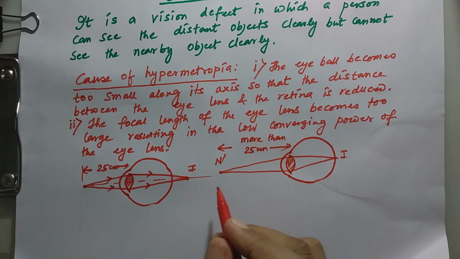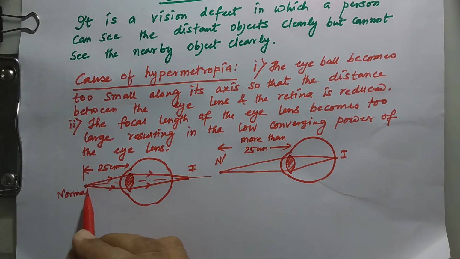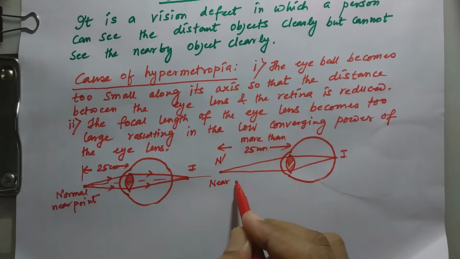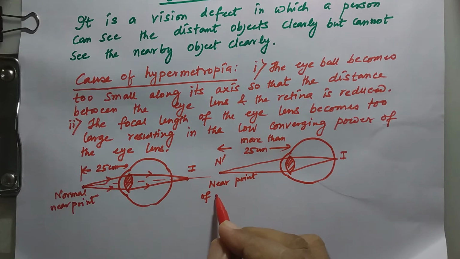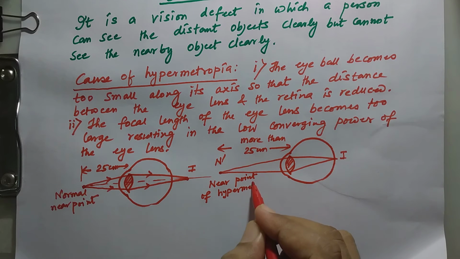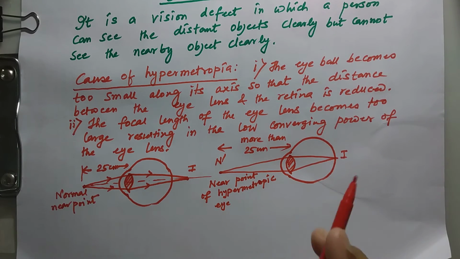So this is the normal near point, and this one is the near point of the hypermetropic eye. The ray must meet here.